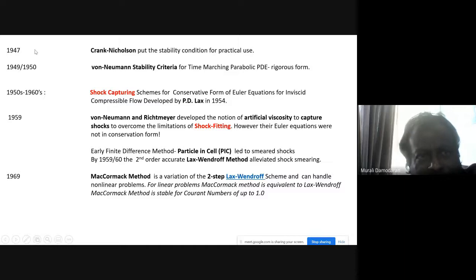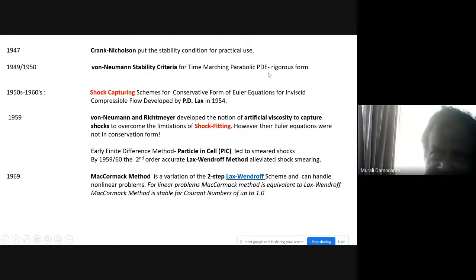In 1947, Crank-Nicolson put forward the stability condition for practical use, and in 1949-50, the von Neumann stability criteria for time marching parabolic PDEs was established in a very rigorous form. Around the same time, in the 50s to 60s, Lax developed shock capturing schemes for a conservative form of the Euler equations for compressible flow. In 1950, von Neumann and Richtmyer developed the notion of artificial viscosity to capture shocks, to overcome the limitation of shock fitting.